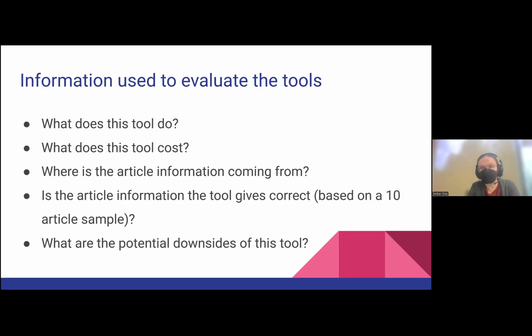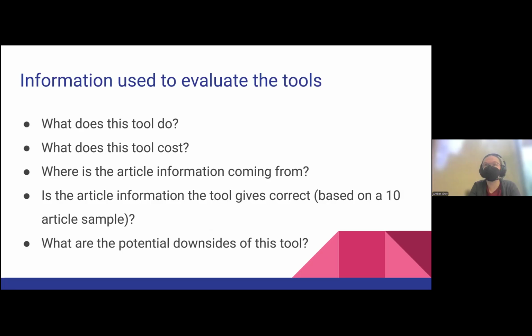And in most cases, the AI tool is scraping something on the internet. So sometimes it is scraping open access articles. Sometimes it is scraping databases like Crossref. But it is always sort of gathering information from the internet automatically. And then the question that follows from there is, is the article information that the tool gives correct?